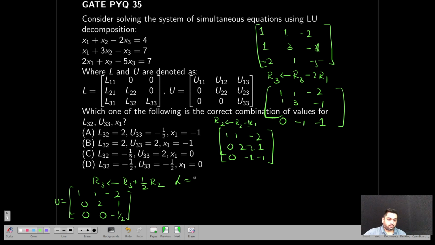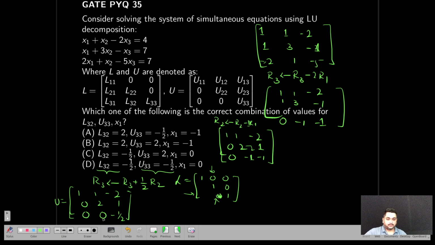Next, what will be my lower triangular matrix? Lower triangular matrix is 1 0 0, 1 0 0 1. So I have to find this. What is that they are asking? L32. Okay. So L32, this value they are asking, 3 row 2 column. So L32 I will find.